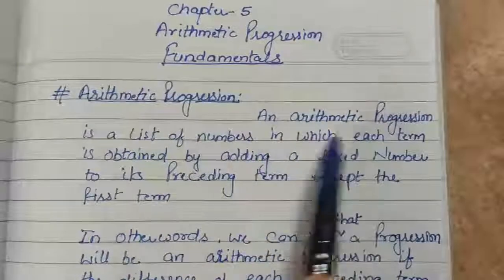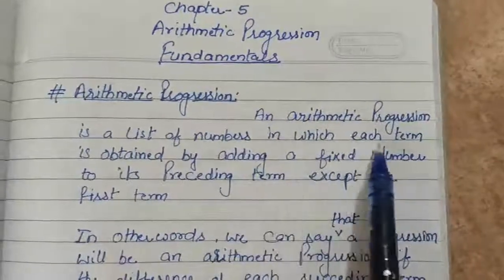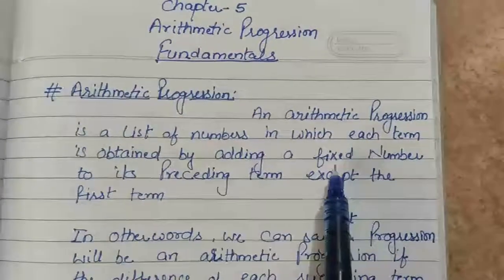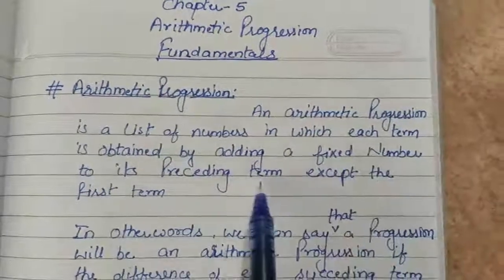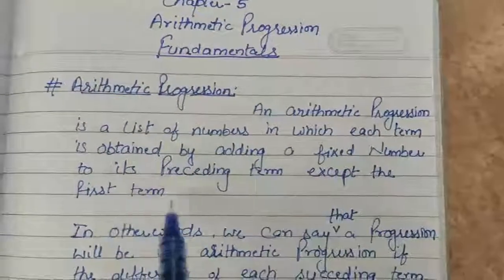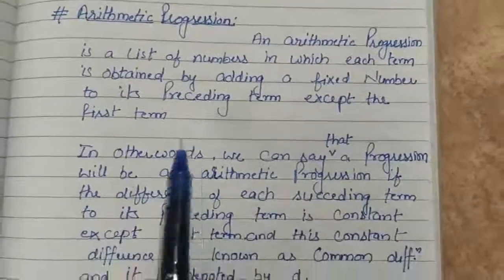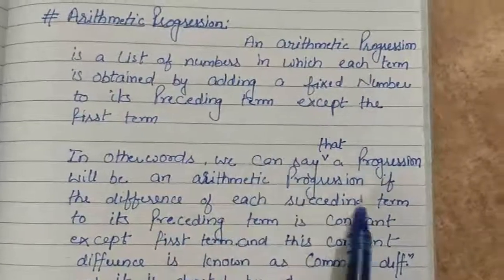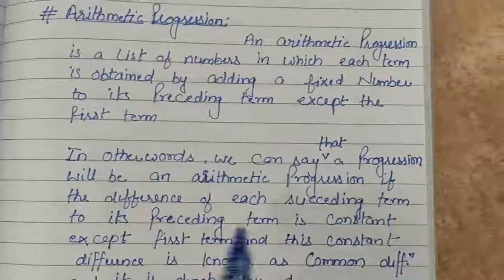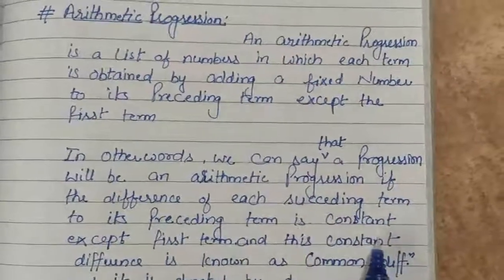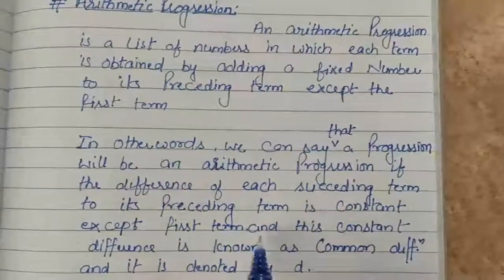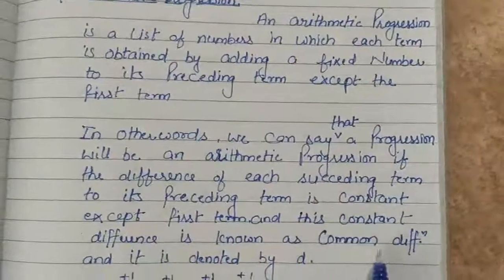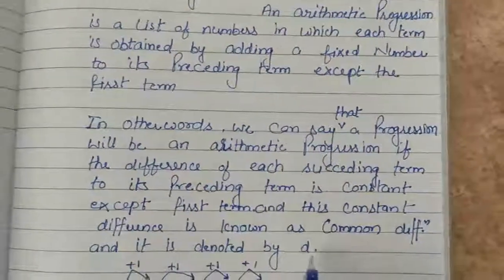An arithmetic progression is a list of numbers in which each term is obtained by adding a constant number to its preceding term except the first term. Or in other words, a progression will be an arithmetic progression if the difference of each succeeding term to its preceding term is constant except the first term, and this constant difference is known as the common difference and it is denoted by D.